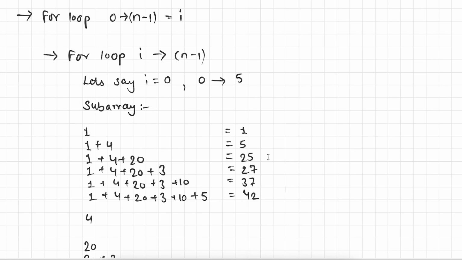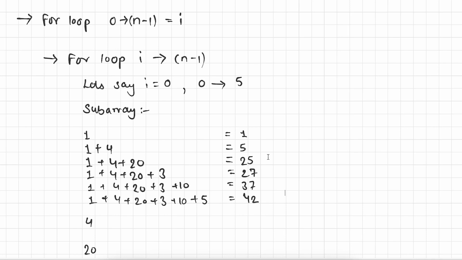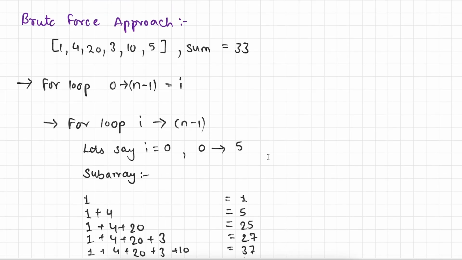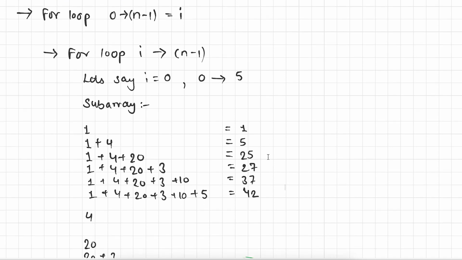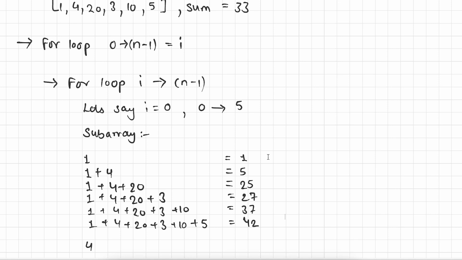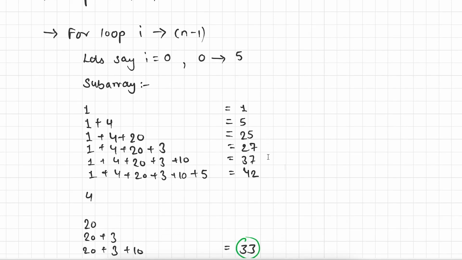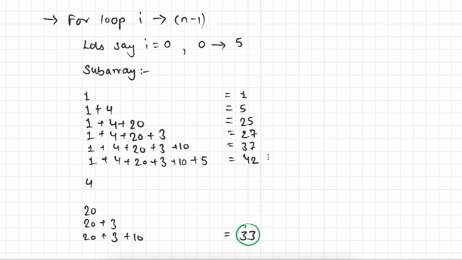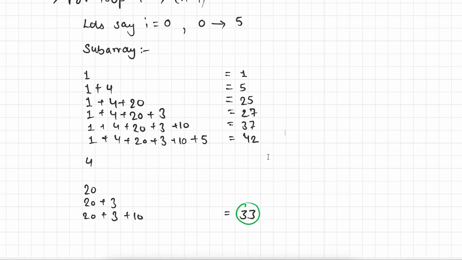That is 33. So what do we do? We simply move to the next element. The next element is 4. If you consider 4 also, you will not find any subarray whose sum is equal to 33. So we again move to the next element, that is 20. Now here, in the case of 20, we somehow find a subarray whose sum is equal to 33. So guys, this is the point where we need to stop and return true to inform that we found a subarray whose sum is equal to the desired sum.